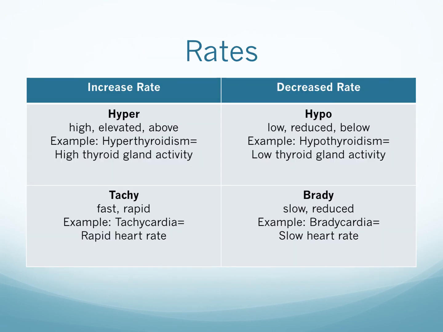Next, we will learn about terms that discuss increased rates and decreased rates. The word hyper indicates high, elevated, or above. For example, hyperthyroidism indicates a high thyroid gland activity. The word tachy also indicates increased rate and means fast or rapid. For example, tachycardia means rapid heart rate.